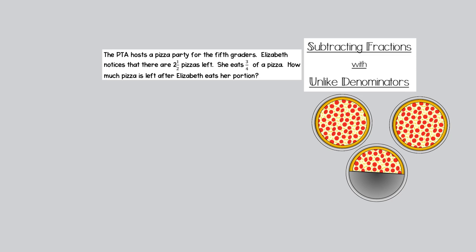So the first thing we want to do is think about what would be a good equation for this. Remember that when somebody eats something, it's subtracting. We are subtracting and having less pizza. So we're going to want to have a subtraction equation. So our equation is going to be 2.5 minus 3/4 equals n. We have 2.5 pizzas left. She's going to eat 3/4.